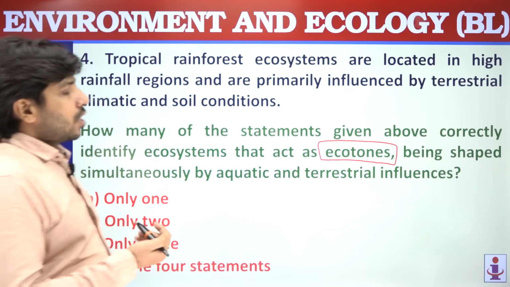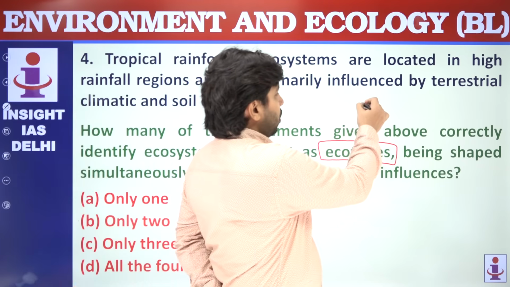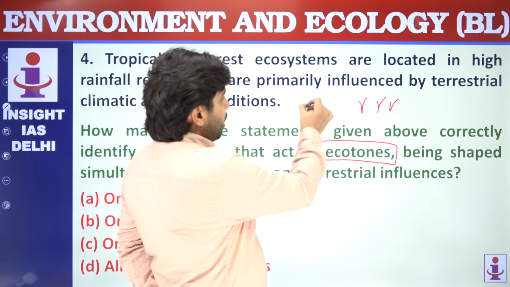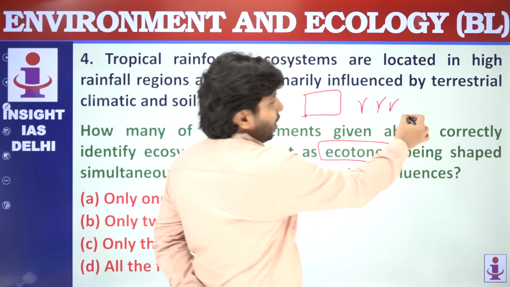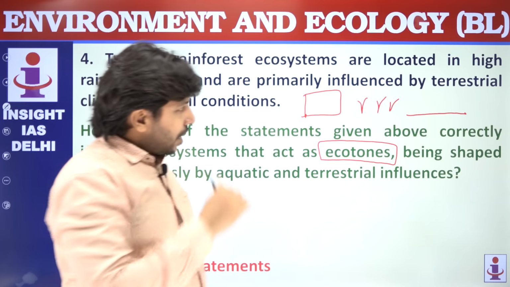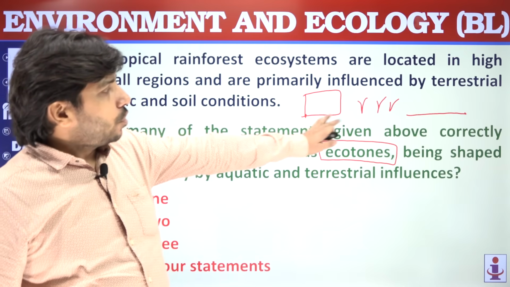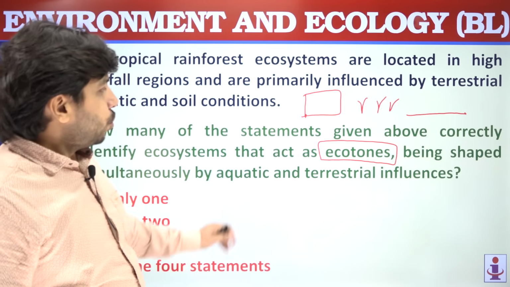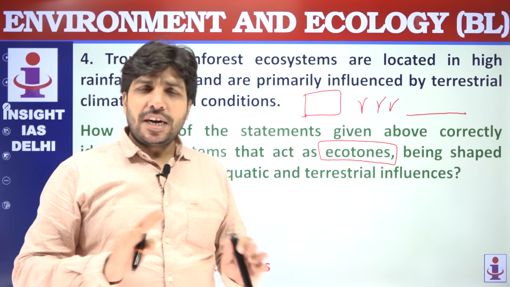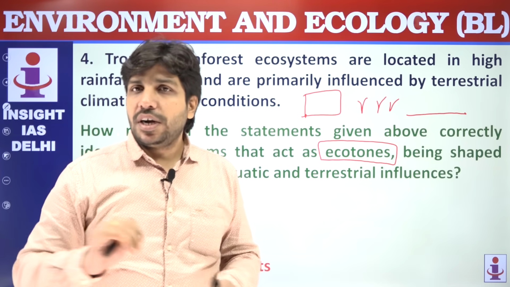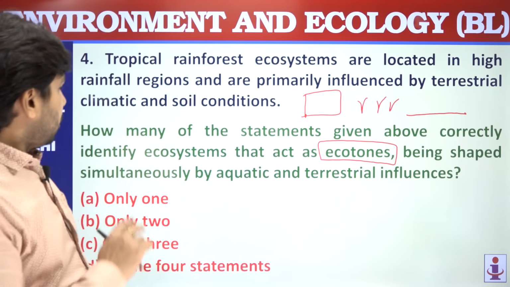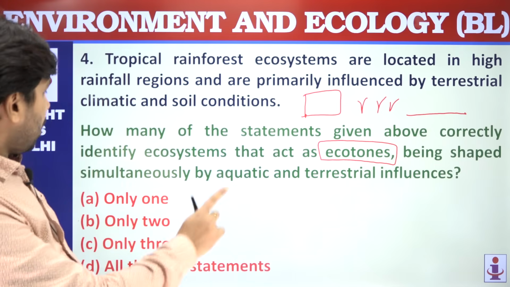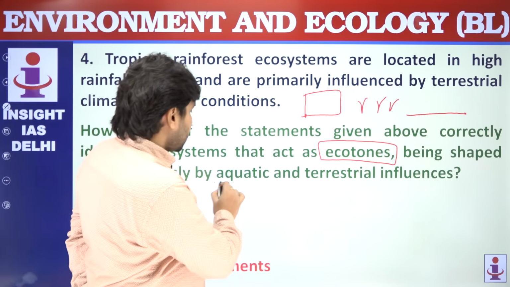For example, consider there is a grassland. Here it is a dense forest and here it is plain areas. So grasslands will be considered an ecotone between dense forest and plain areas. So this is the basic definition of ecotone, that it is a transitional zone between two different kinds of ecosystems. This question is saying, identify the ecotones which are shaped by aquatic and terrestrial influences.